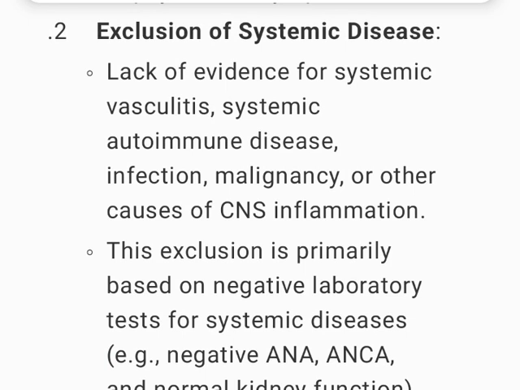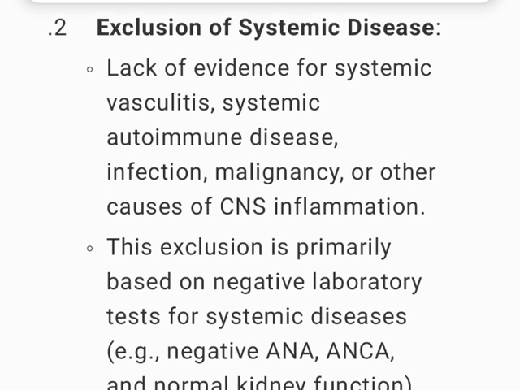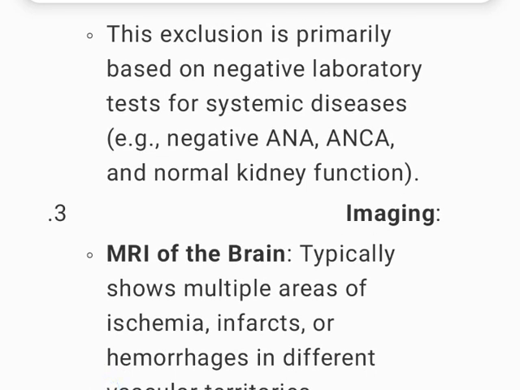2. Exclusion of systemic disease. Lack of evidence for systemic vasculitis, systemic autoimmune disease, infection, malignancy, or other causes of CNS inflammation. This exclusion is primarily based on negative laboratory tests for systemic diseases, e.g., negative ANA, and normal kidney function.